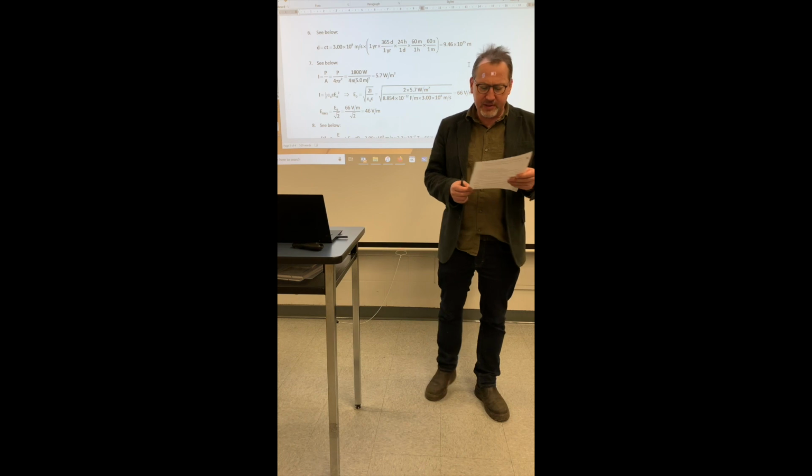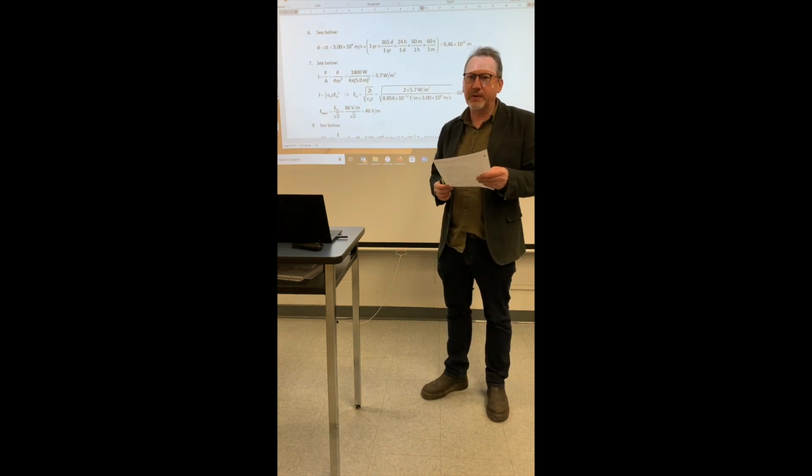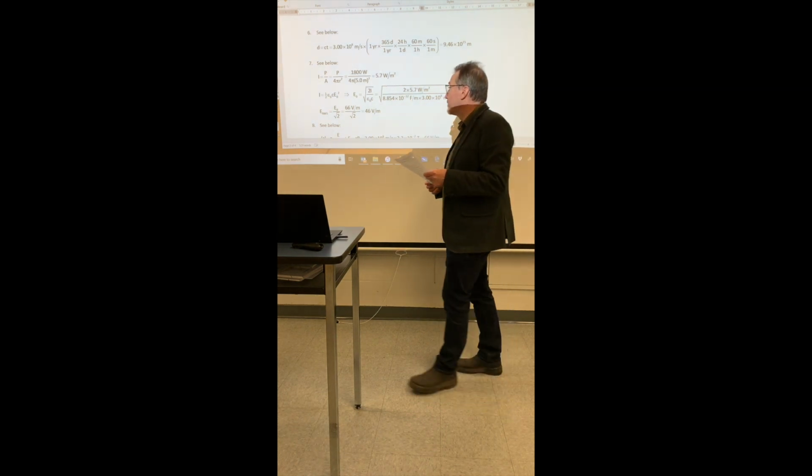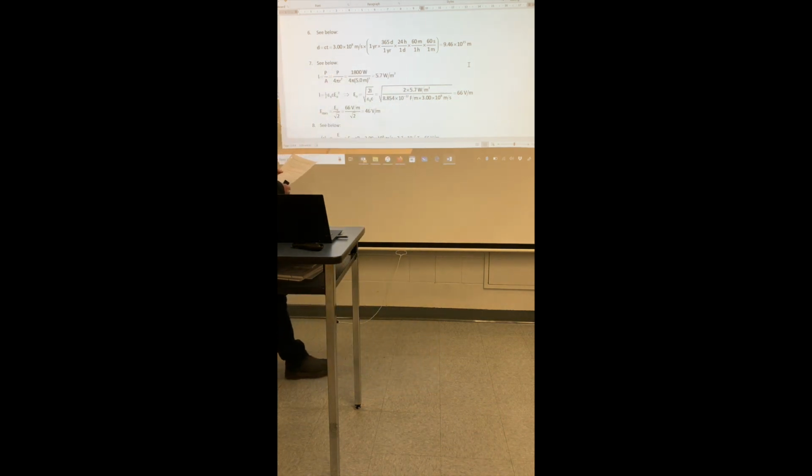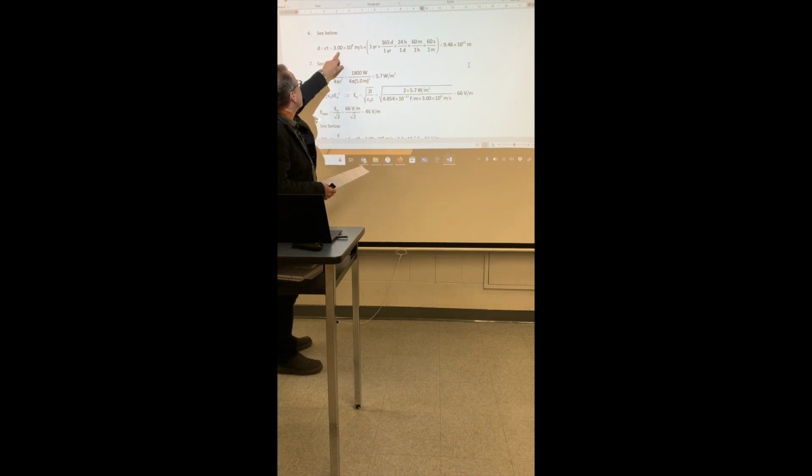How many meters does light travel in a year? We know the speed of light, so we just have to multiply the speed of light by a year in time, and that will give us a distance. So distance equals the speed of light times time. There's the speed of light.